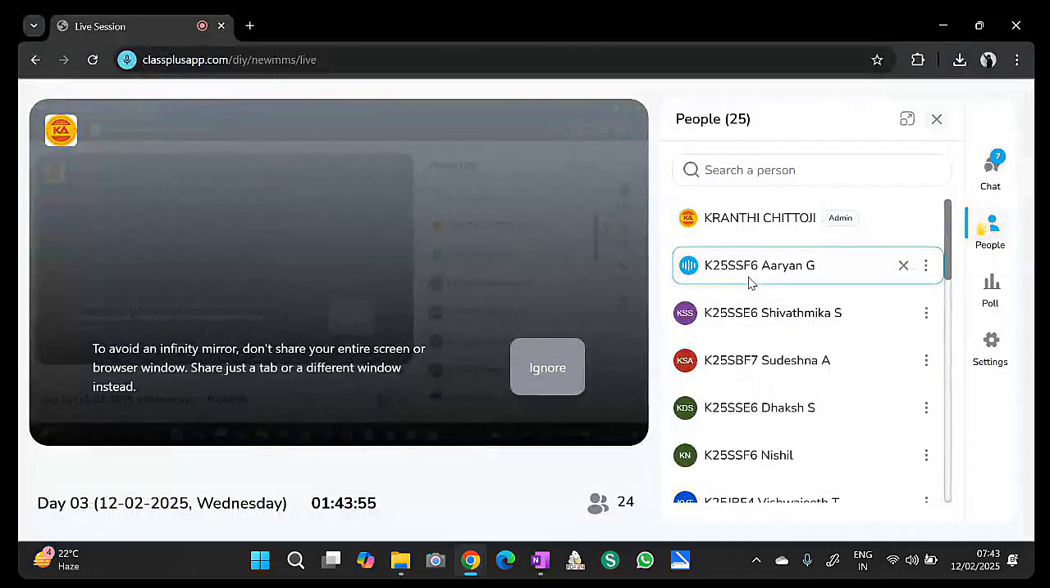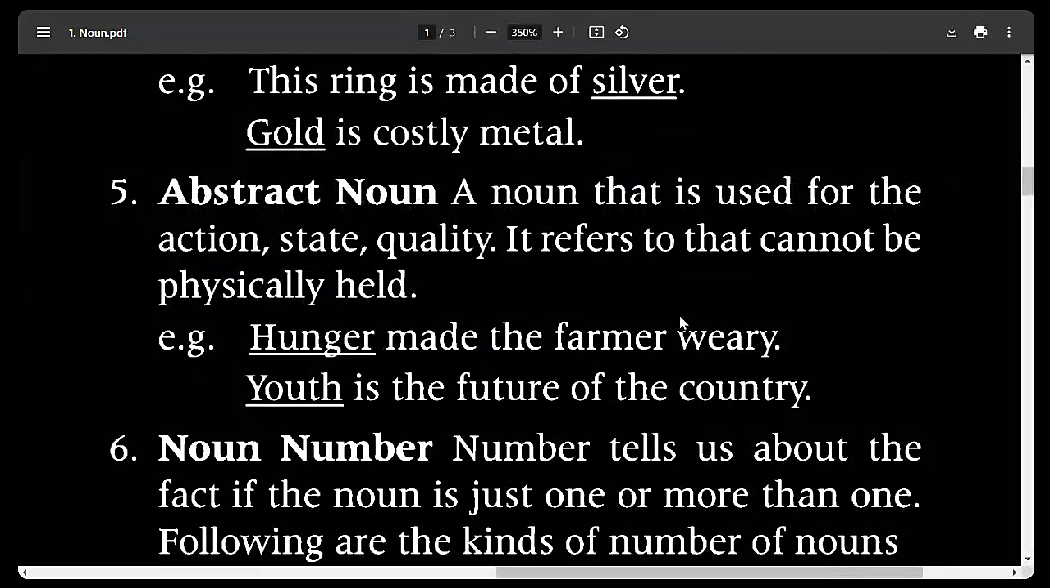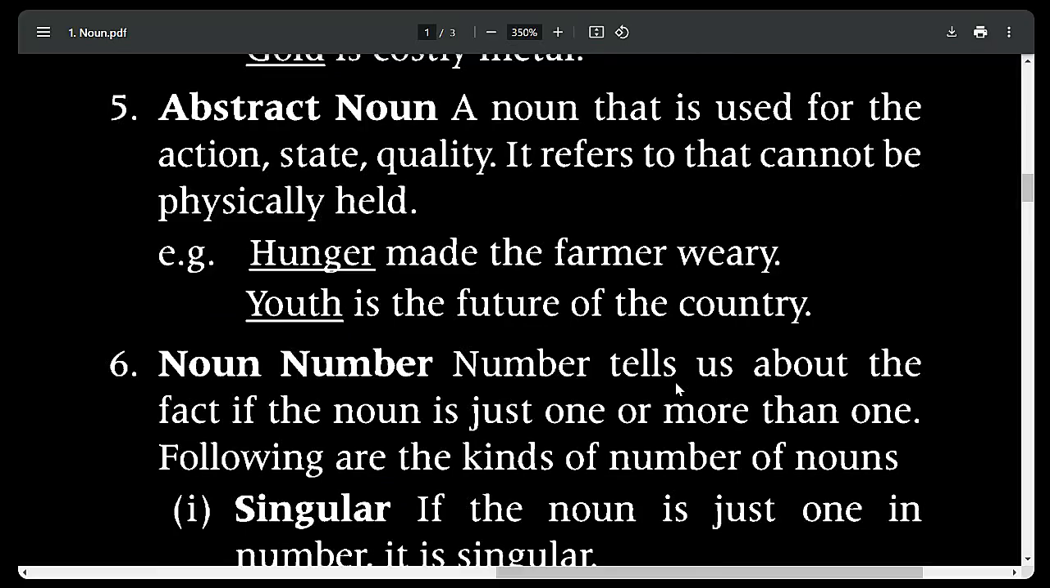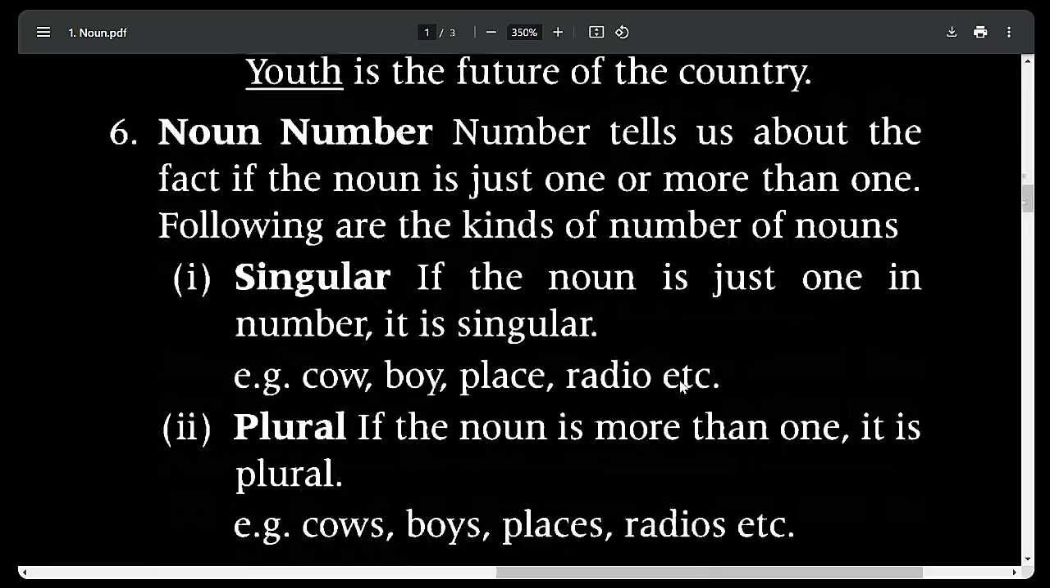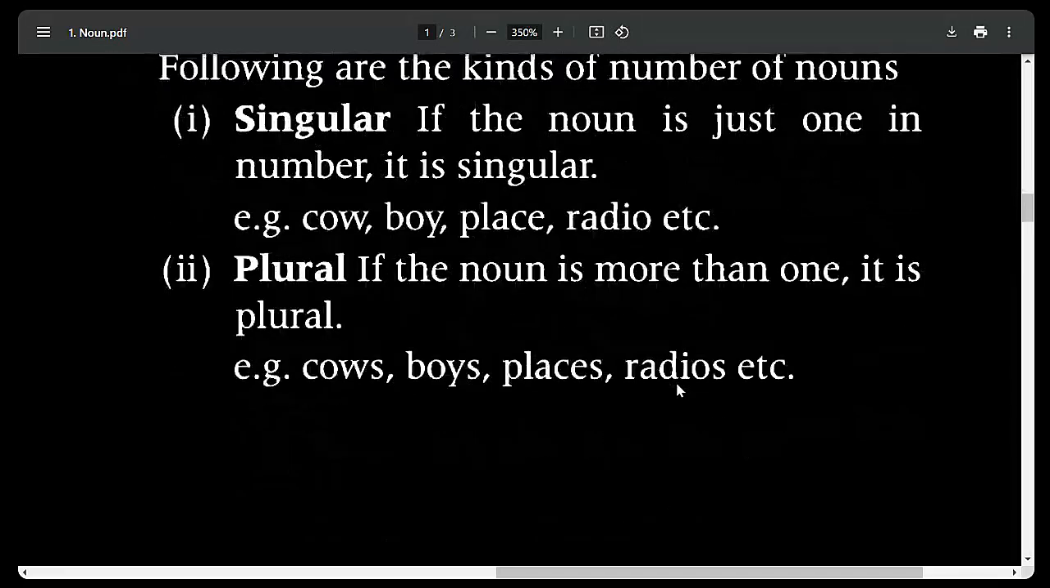Now we are going to discuss. Yes, sir, it is not physical, only mental. Only mentally, yes. So now we are going to discuss what is noun number. The noun number tells us if the noun is just one or more than one. So following are the kinds of number nouns, singular and plural. Singular means there is only one particular object, like cow, boy, place, radio. Plural, if more than one object is there, then we call it plural noun. Cow becomes cows, boy becomes boys, place becomes places, radio becomes radios. Spellings you must remember.